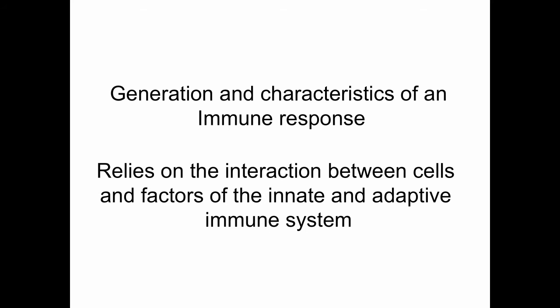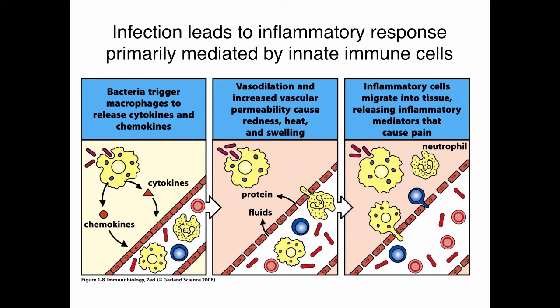And so let's talk a little bit about the steps that are involved with generating that initial adaptive immune response. And so, as I mentioned before, it really relies on the interaction between cells and factors of both the innate and adaptive immune systems. And so this is a slide that I showed in the very first mini lecture, again showing what happens when you get a splinter.